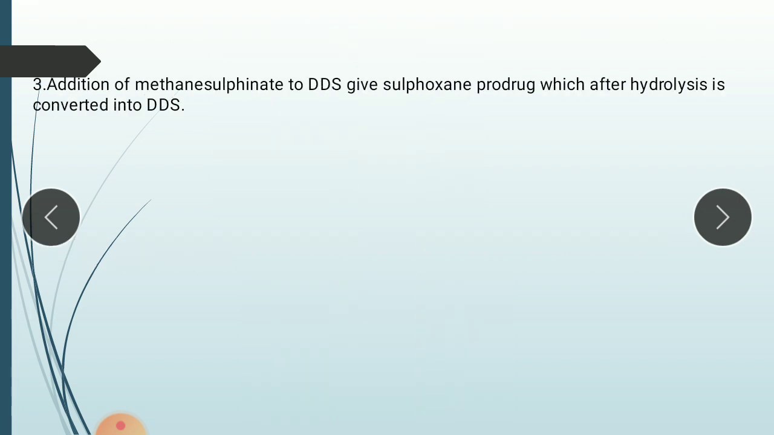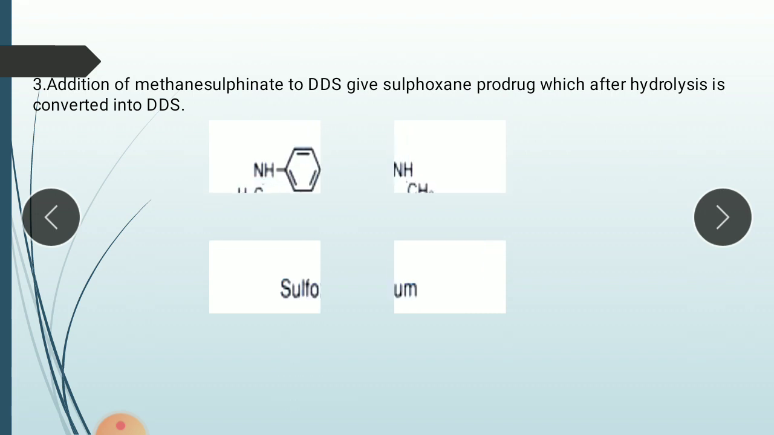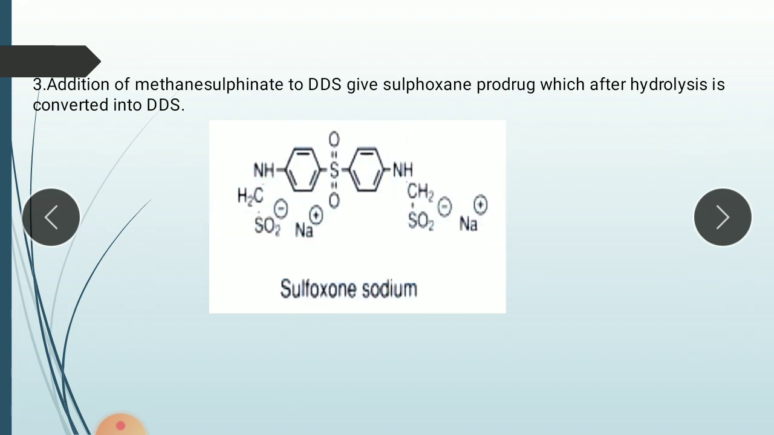Next point, addition of methane sulfonate to dapsone gives the sulfoxone prodrug, which after hydrolysis is converted into dapsone. So here there is a methane sulfonate on both side substituents. So it is a prodrug. This sulfoxone sodium, after entry into the body, undergoes hydrolysis and is again converted into dapsone. So it is a prodrug for dapsone.